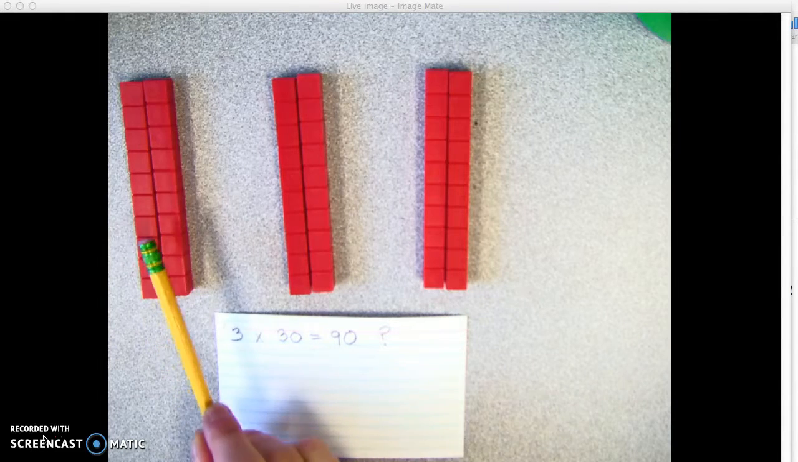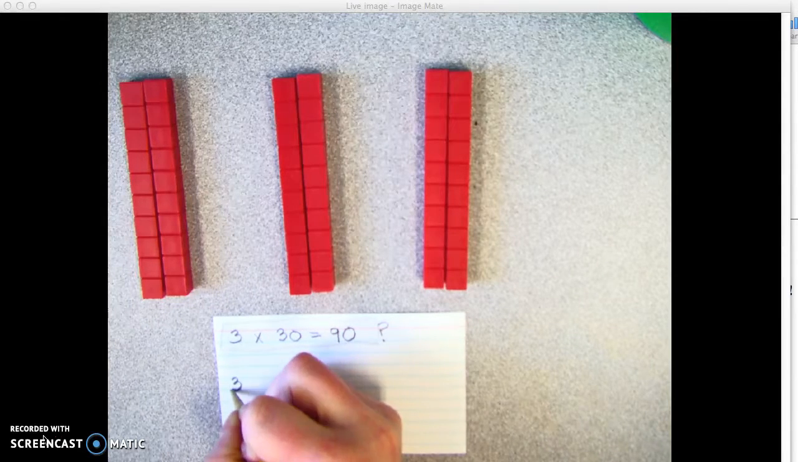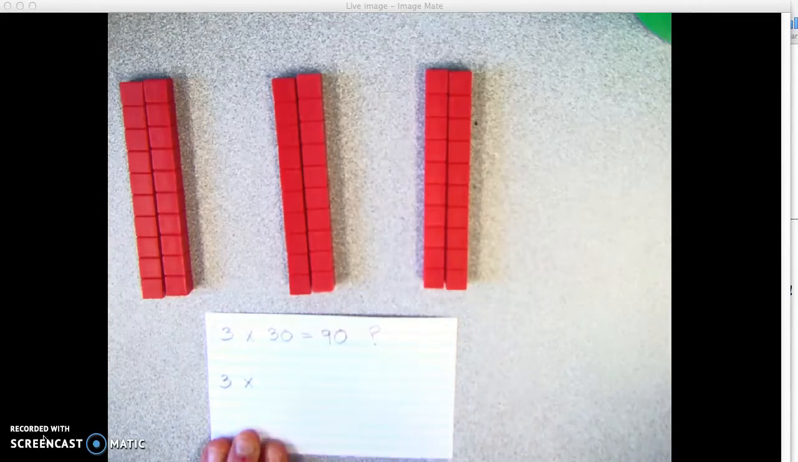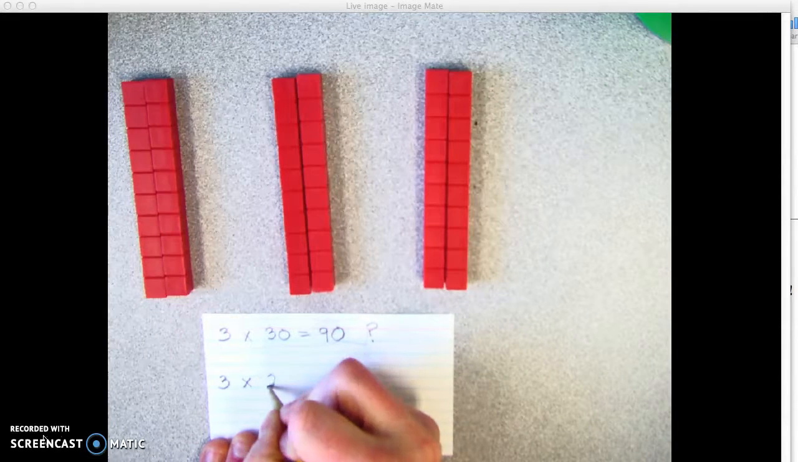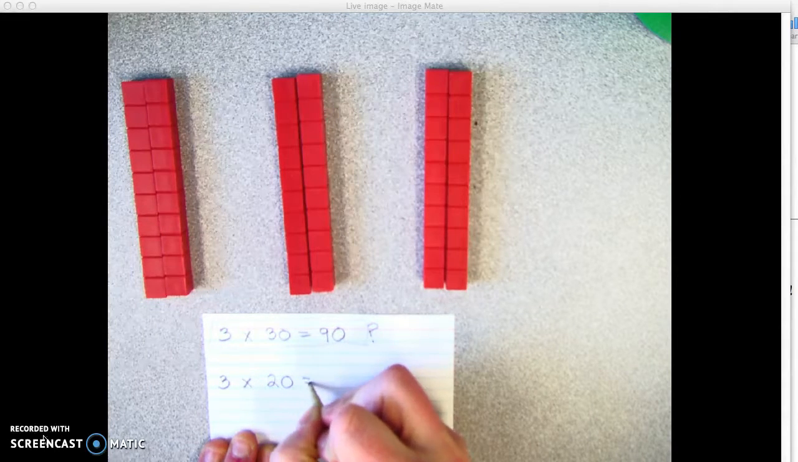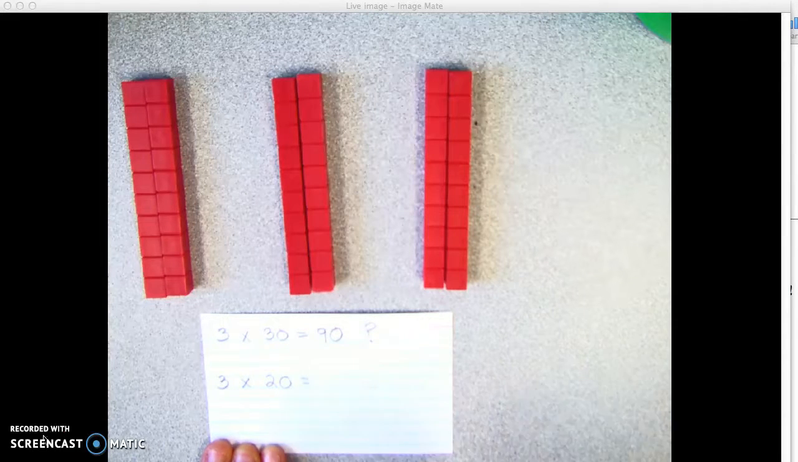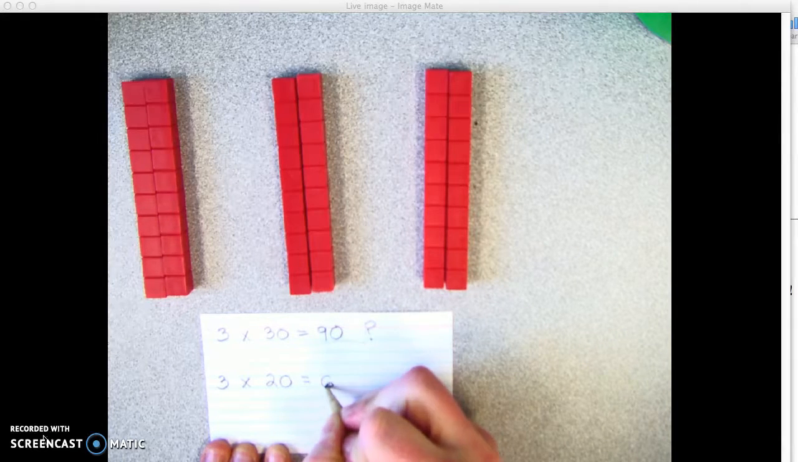Same as before, I have 1, 2, 3 groups. So I'm going to start off with 3 groups of how many are in each group. In this group, I have 10, 20, and that's the same for all 3 groups. So 3 times 20 equals, we already said, 10, 20, 30, 40, 50, 60 total.